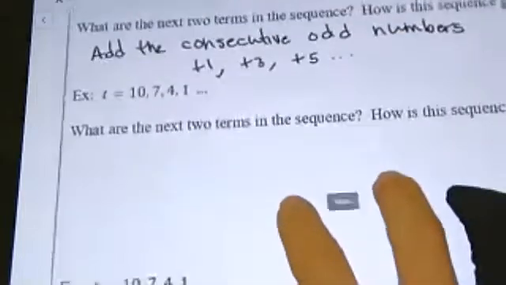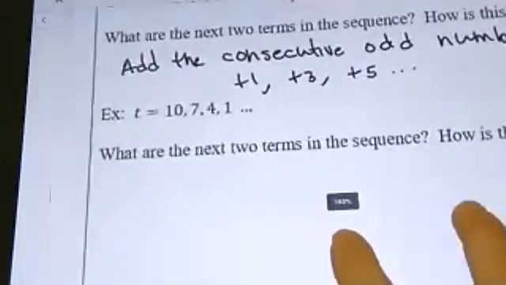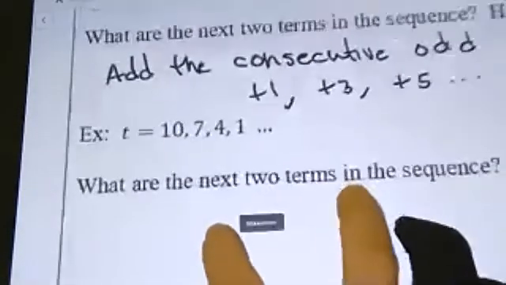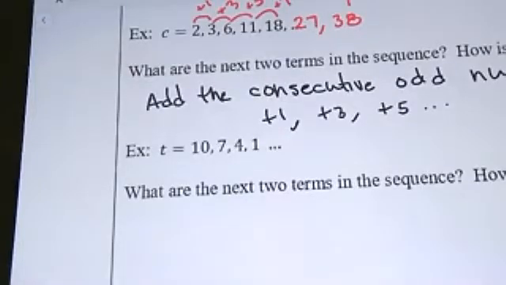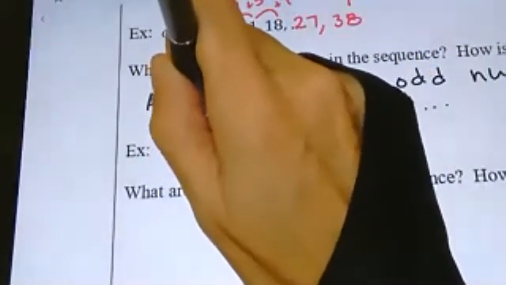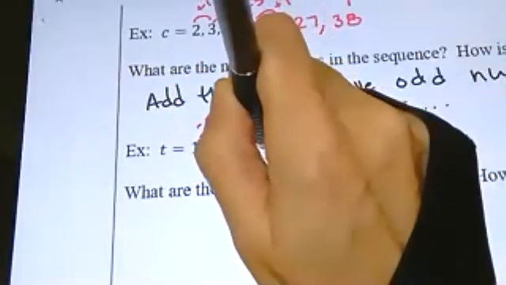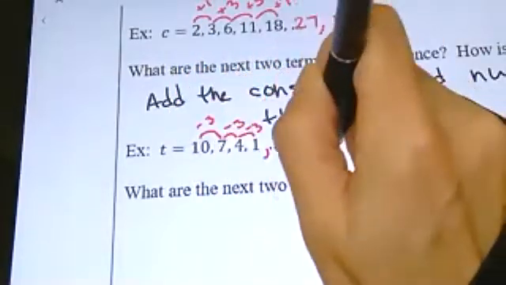Okay, next one. Sequence T. This is back to being a little easier. What's going on here? Yeah, we're subtracting 3 each time. So right here, subtract 3, subtract 3, subtract 3. So if we keep going, we'll get -2 and then -5.